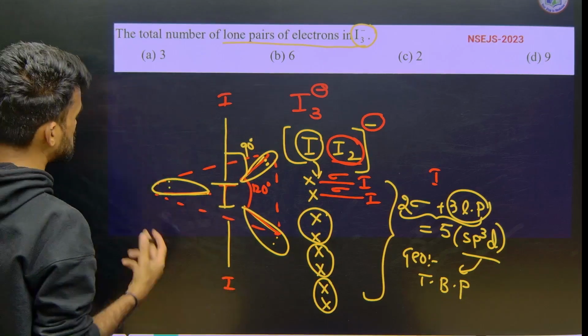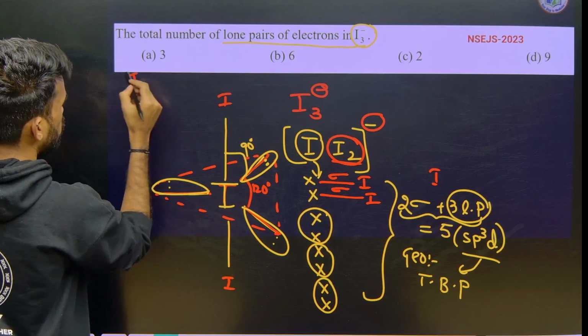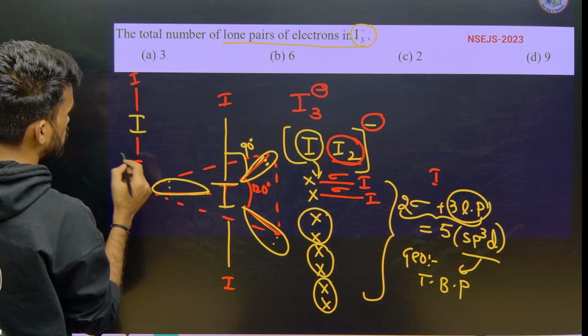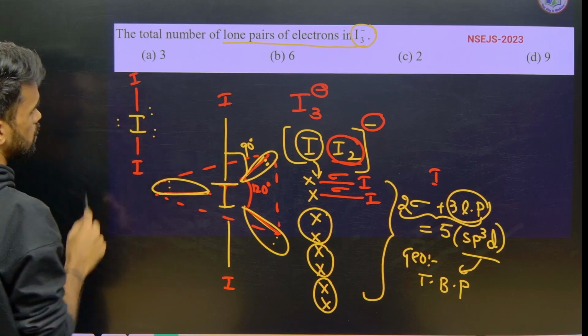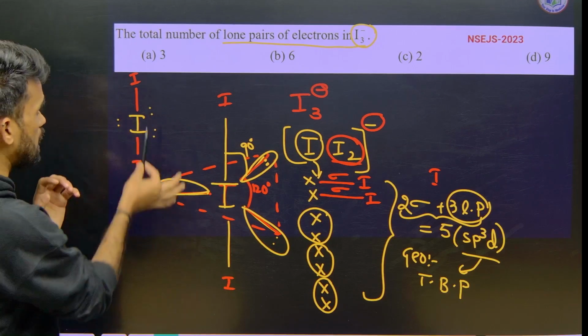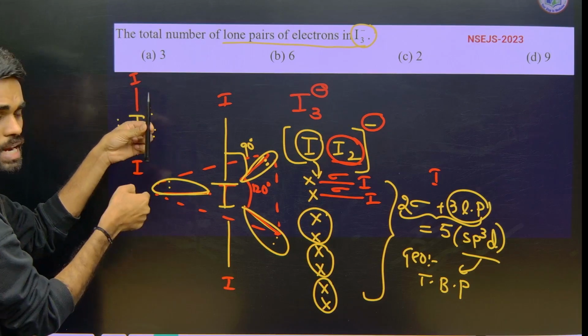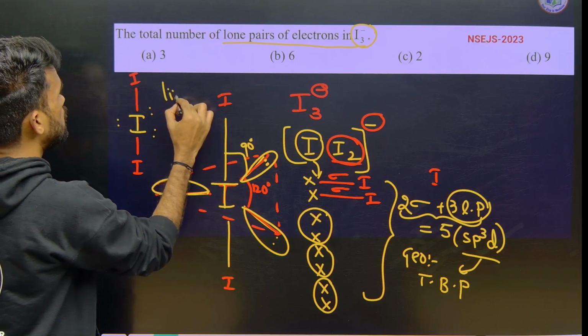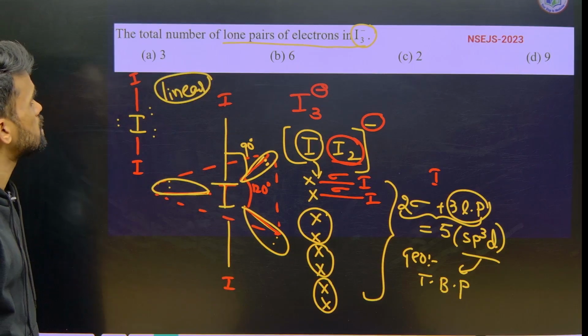So how is the structure looking? The central iodine atom is here, another iodine is above and another one is below, okay. Here one set of lone pairs, the second set and the third set. So how is the structure looking? Like a line. If this is the central atom, here one atom, here one atom, like a line. So you should say it is a linear shape. What is the structure or shape? Linear.